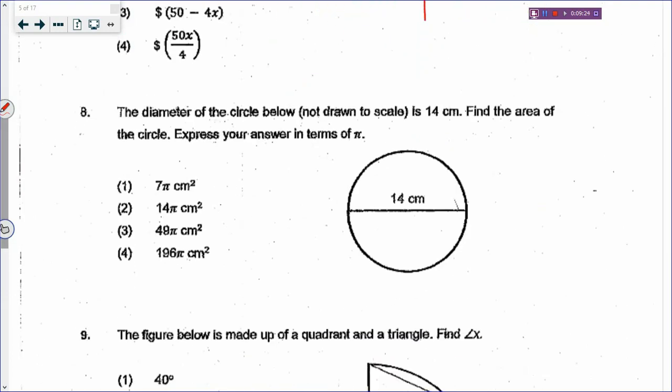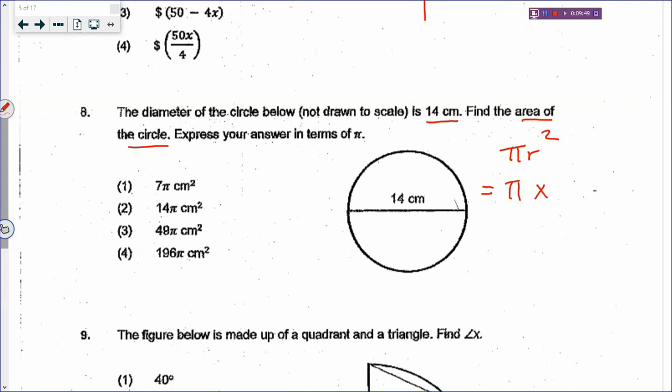Now, question 9. The diameter of the circle below, not drawn to scale, is 14 cm. So can you find the area of the circle? So to find the area of the circle, you must know your formula, which is pi r square. And then what is your pi? You have to leave your answer in terms of pi, so you don't need to change into 3.14 or 22/7.